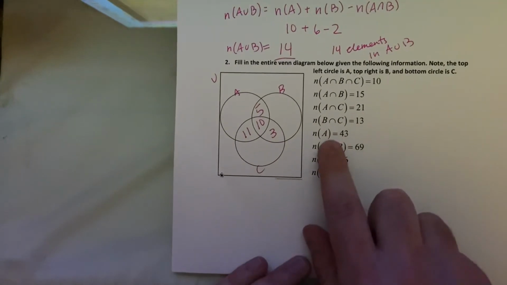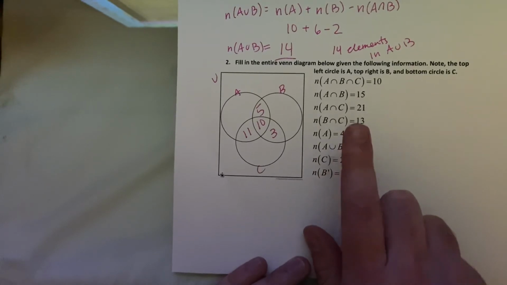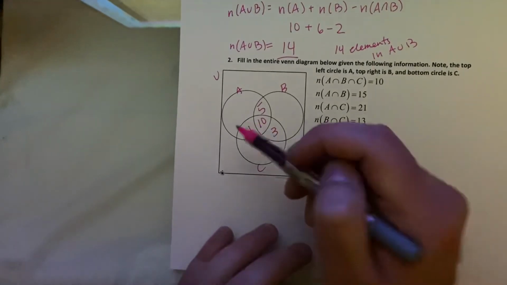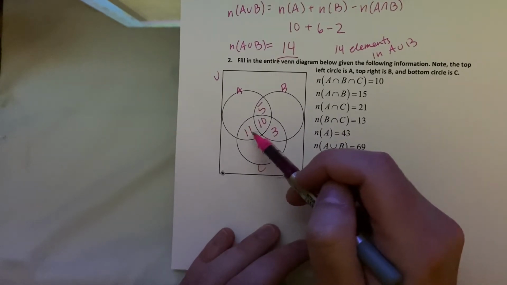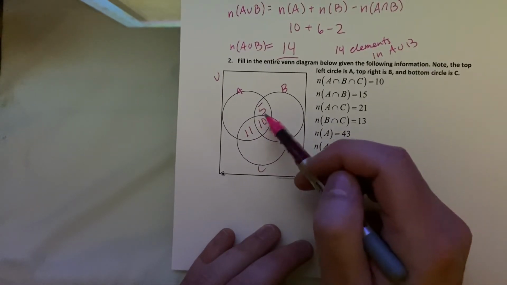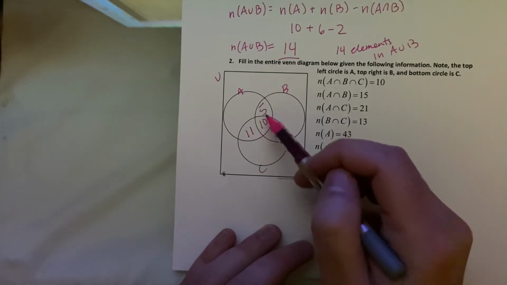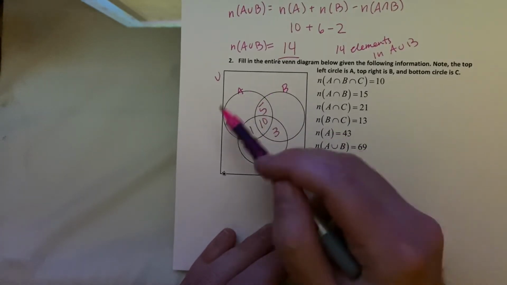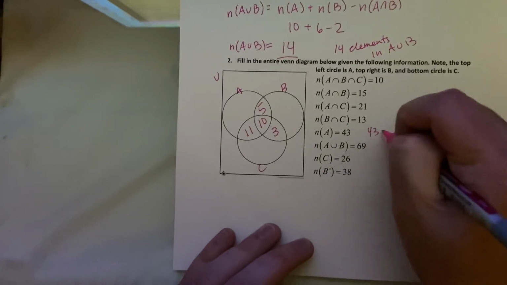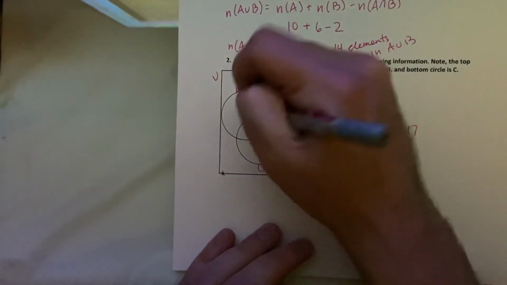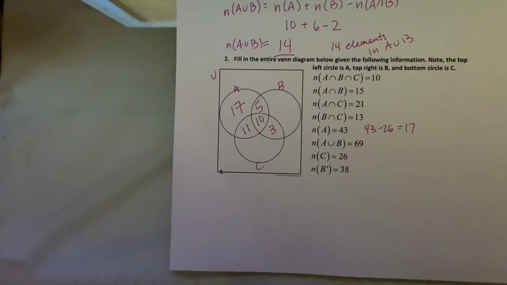Now it tells us the number total in A is 43. What that means is this whole circle A has 43 elements. We have 11 here, 10 here, and 5 here for a total of 26 that are already spoken for in the circle A. It means the other 43 minus 26, which is 17, go in just A and nothing else.